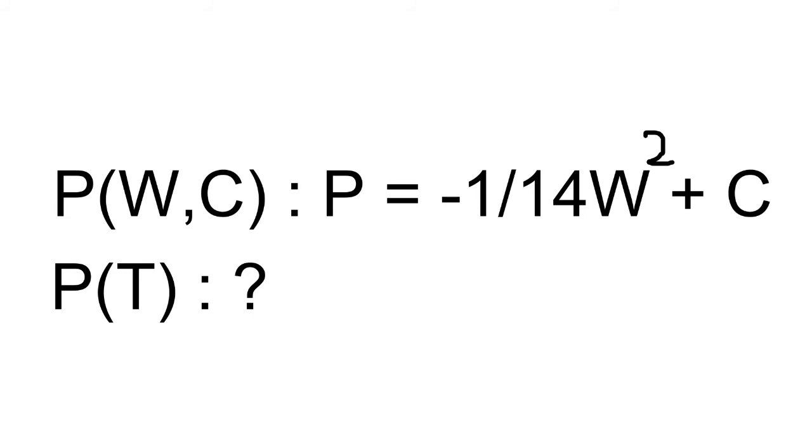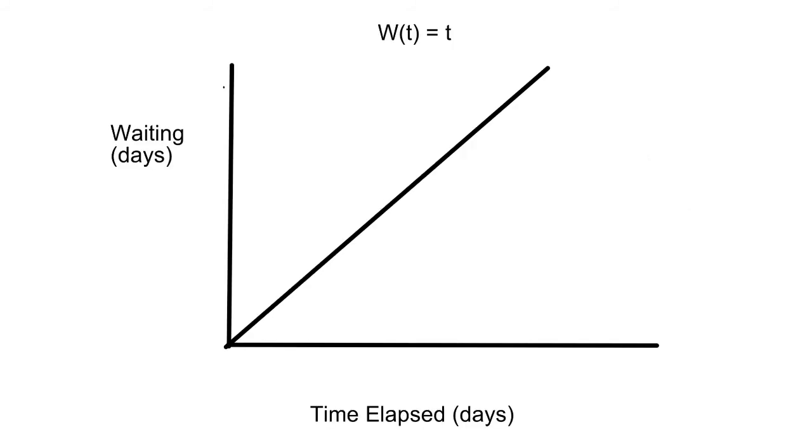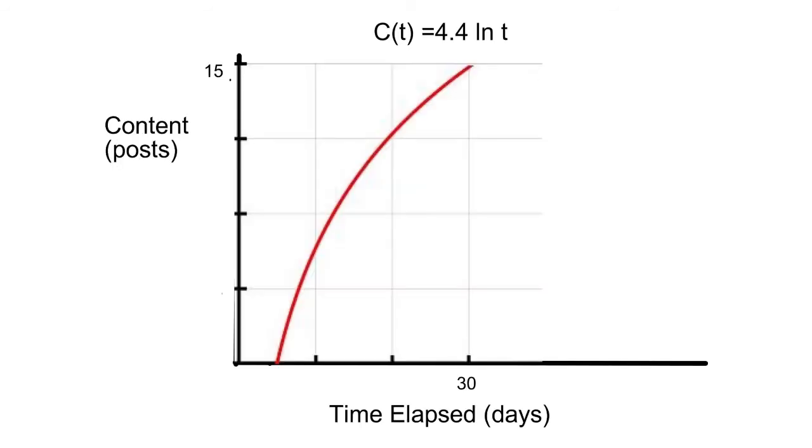Well, waiting is straightforward. It's a direct one-to-one relationship with time. Every day that passes is 1 day you wait, so we can set W in our pleasure function to t. Content is a little more difficult because we need to know how much the performer is going to upload, and especially about their future behavior, which we can't know with certainty. Generally, they start strong and slow down in terms of their posts. So let's assume their content follows a logarithmic function over time.